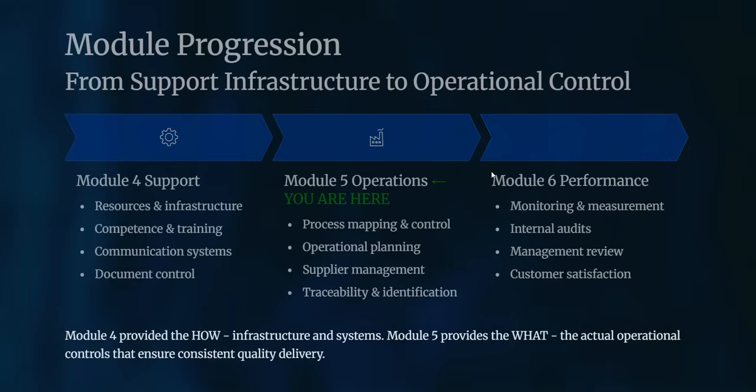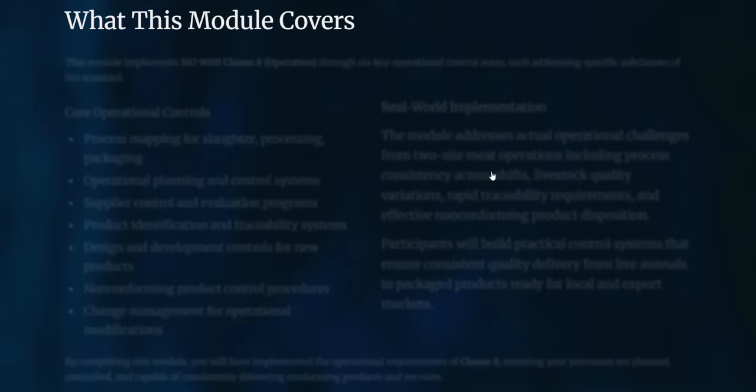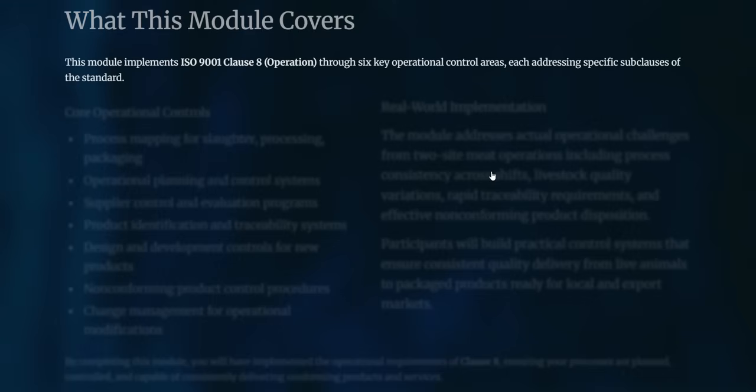Module 4 provided the how: infrastructure and systems that are used. Module 5 provides the what: the actual operational controls that ensure consistent quality is delivered. Now, what is this module going to cover? Let's take a look together.